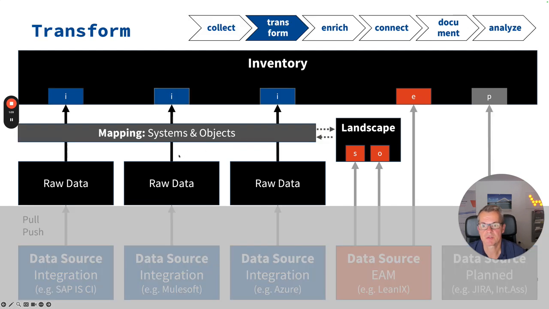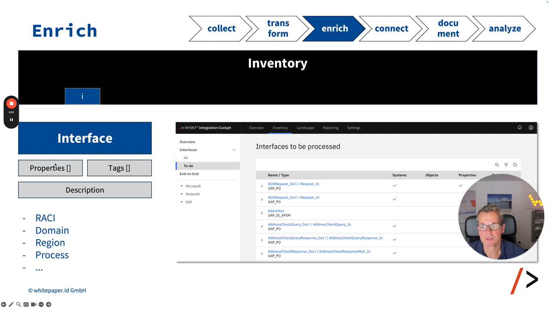The next step is the transformation step. It goes through a mapping step where we map against systems and objects from the landscape, which have been fetched from the EAM, and then push them into the inventory in a standardized and harmonized way. The enrich step allows you to basically add additional information, your own properties, self-defined tags. You can add a description. You can see what interfaces have to be processed or are already good to go.